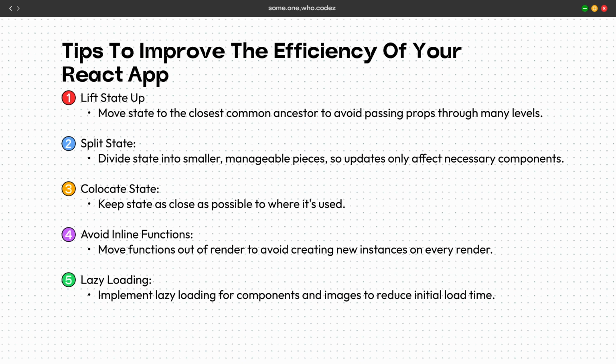The next one is to split state, and that means to divide state into smaller manageable pieces. So that means we put the state only in the components it needs to be and not in any components that don't need it. That way they don't re-render when the state changes. And to co-locate state also means to keep the state as close to where it's needed. That way those components are not re-rendered.